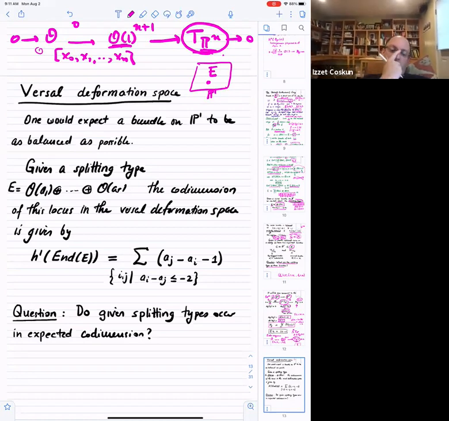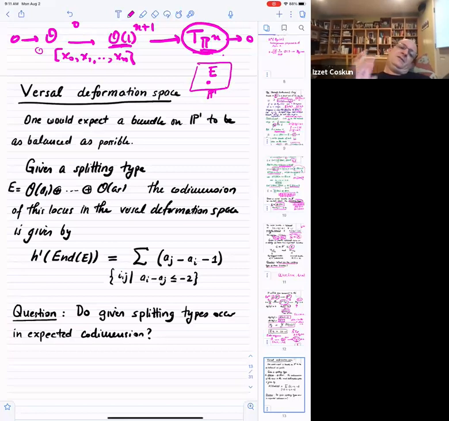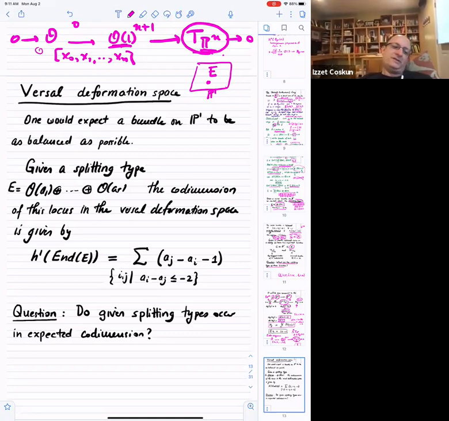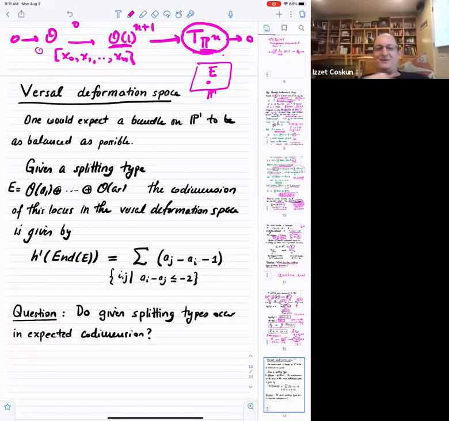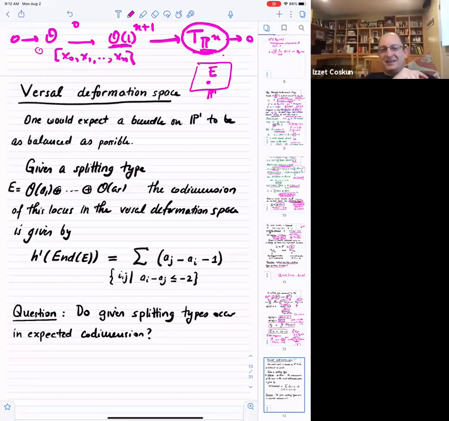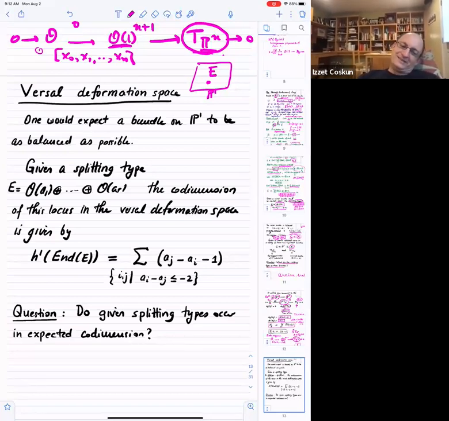The most common thing that can happen is that the bundle is balanced, as balanced as possible, right? So if somebody tells you, I have a bundle, guess, then you should always guess that the bundle is as balanced as possible. Of course, you might not win, it might not be as balanced as possible, but if your life depends on it, your chances are much higher if you guess that it's balanced, unless you know some other information.